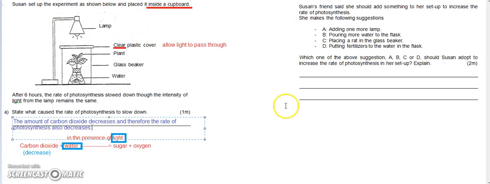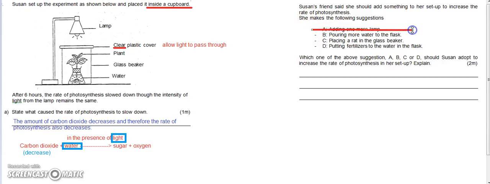Okay, now let's look at the next question. Susan's friend said she should add something to her setup to increase the rate of photosynthesis. She makes the following suggestions. A. Adding more lamp. Alright, now we've already discussed this. If you add more lamp, that means more light will be passing through. But even if the light intensity is increased, when there is no more carbon dioxide here, there will not be any more photosynthesis, right? Because carbon dioxide is very important for the plant in order to photosynthesize. Alright, so I don't think this is such a good idea, so let's strike it out.